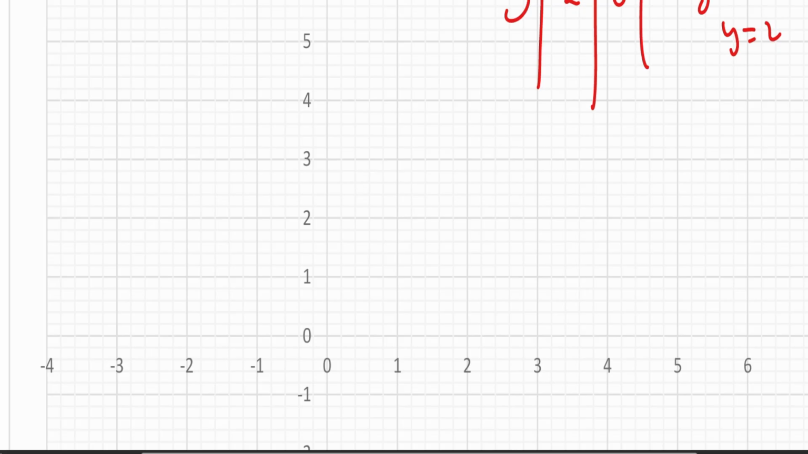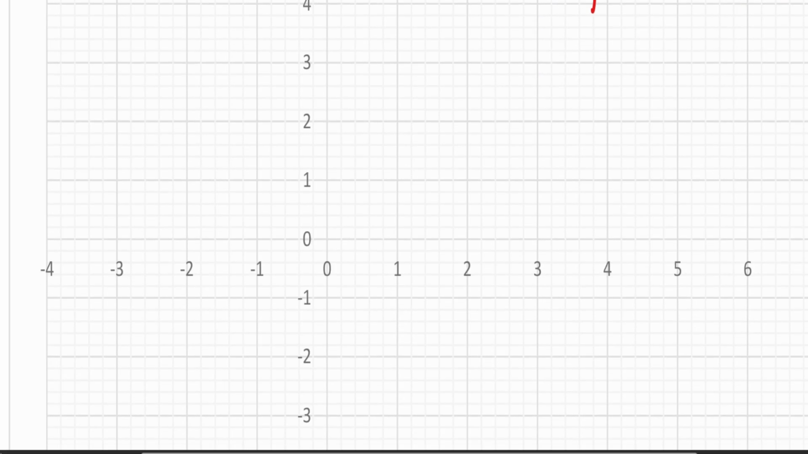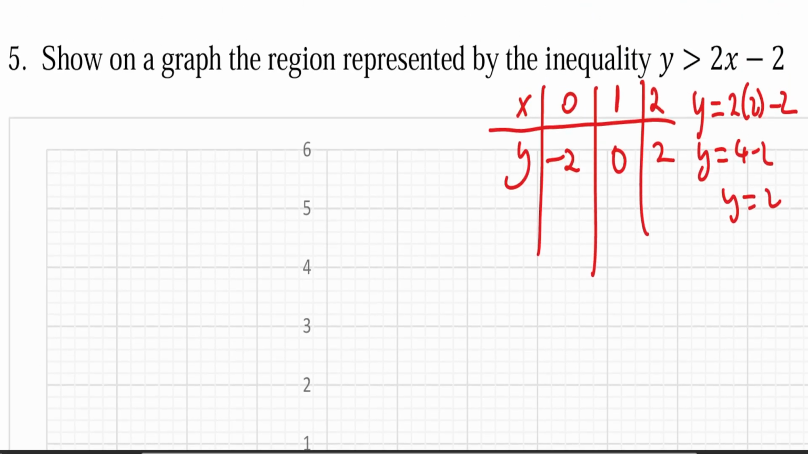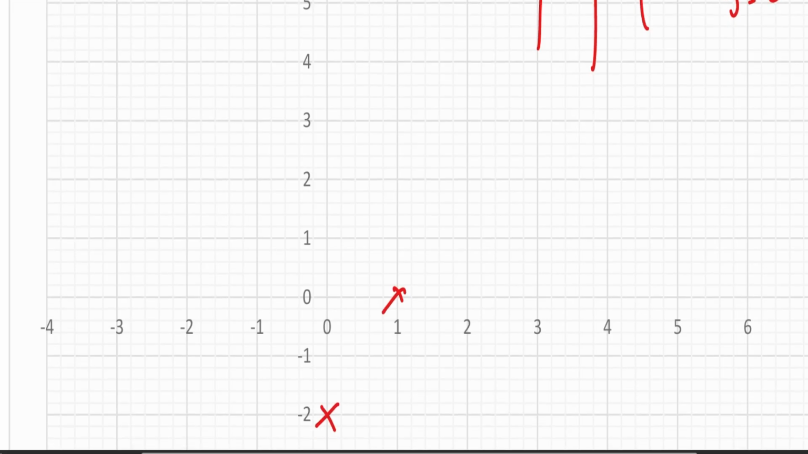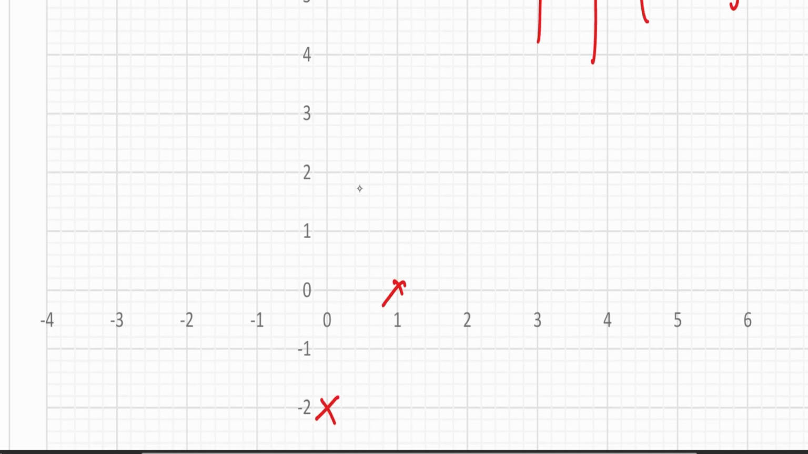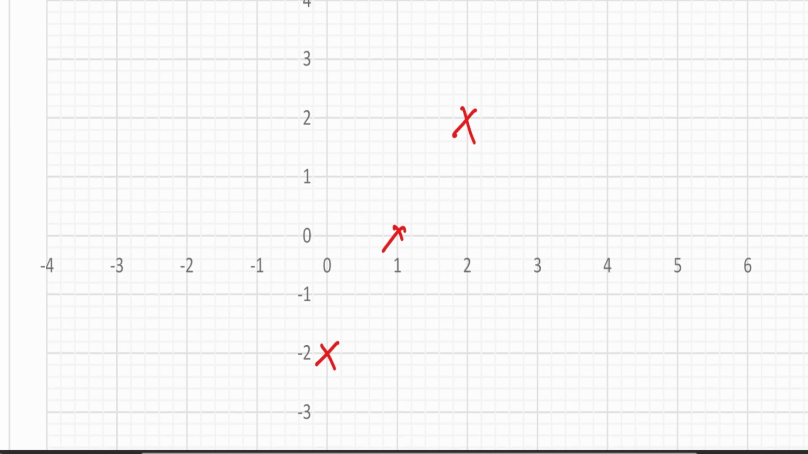So the first point is 0, -2. So it's here down the y-axis, where the y coordinate is supposed to be. Then the other one is 1, 0, which is here. And then we have 2, 2, which is supposed to be here. Now, that's how you draw it. Now let's draw a line. So you draw a line this way.